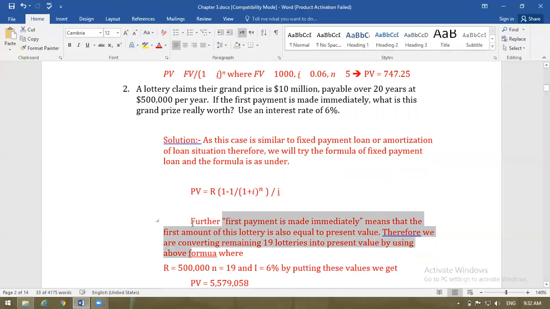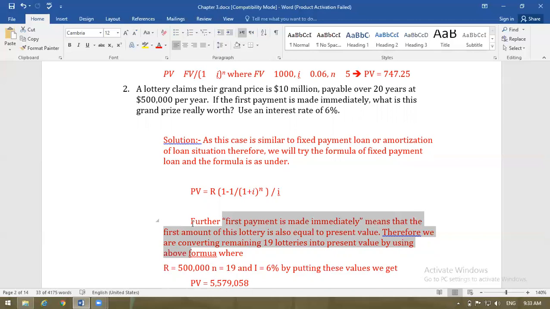As the first payment is made immediately, this means that the first payment of this lottery is already equal to the present value. Therefore, we are converting the remaining 19 lottery payments into present value by using the above formula. The question clearly says that the first payment is made immediately. Immediately means today, and today means that the amount is also equal to present value. So the first installment will be subtracted from the number of years, so the remaining years will be 19. So n is equal to 19, and I is equal to 6%.